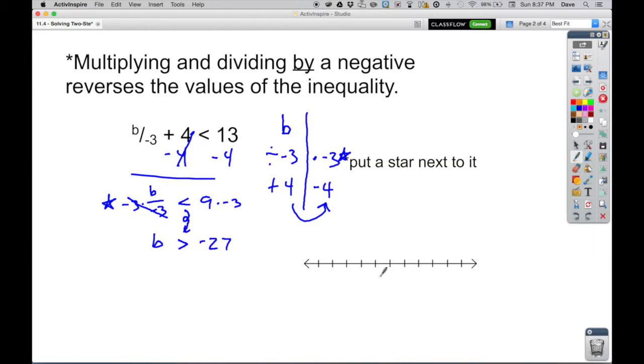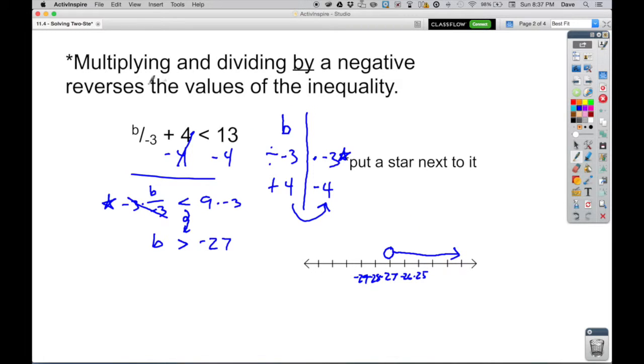Start off with looks like negative 27. Don't forget with negatives we go backwards. Negative 26, negative 25, negative 28, negative 29. Okay, greater than but not equal to. So not equal to, open dot, but greater than negative 27.